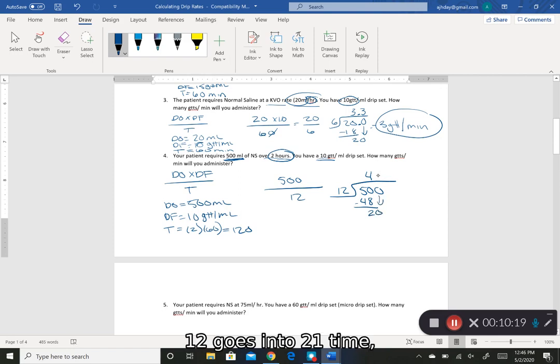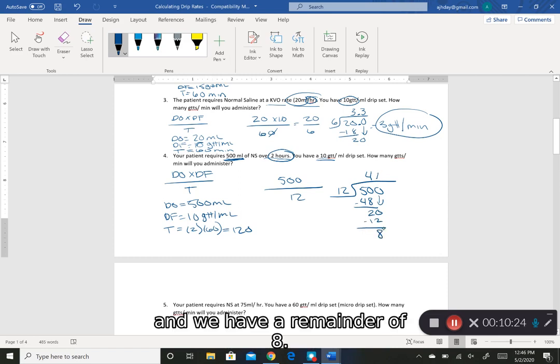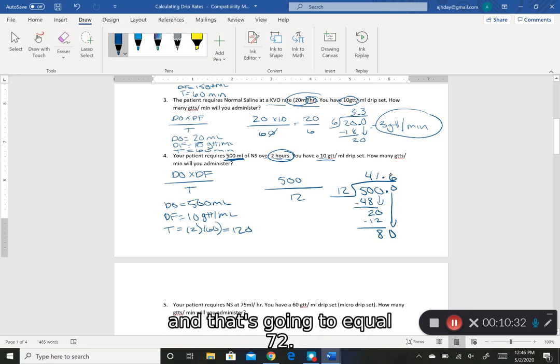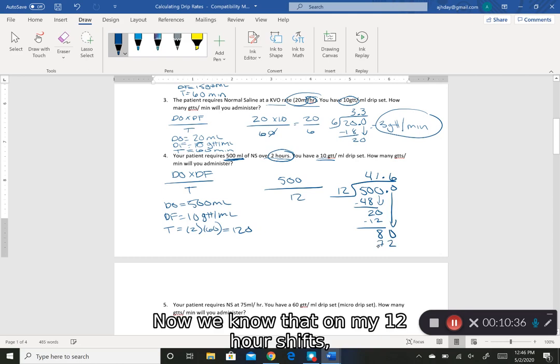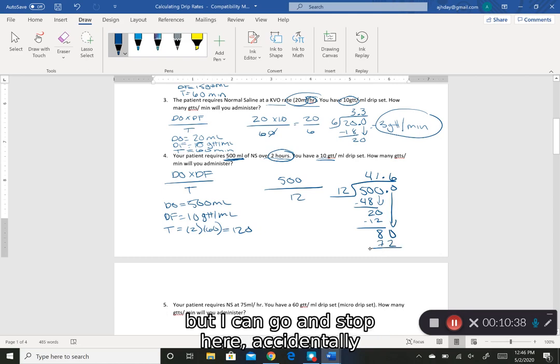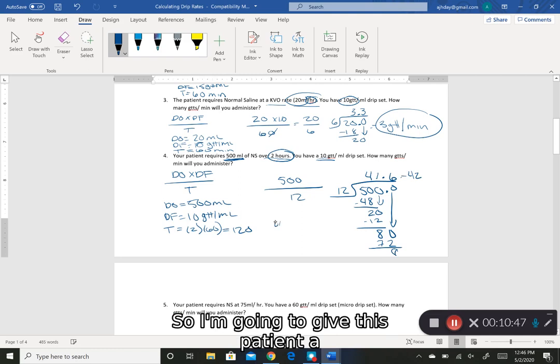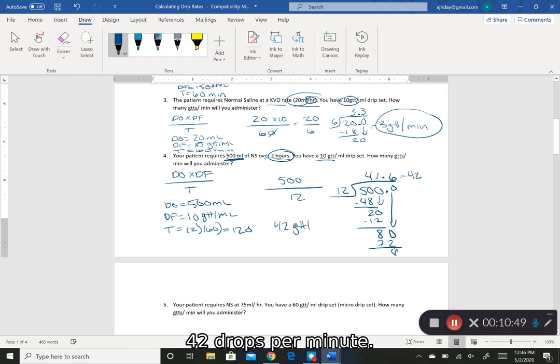12 goes into 20 one time. And we have a remainder of 8. So we do need to find my decimal here. 12 goes into 80 6 times, and that's going to equal 72. And I only know that because of all my 12-hour shifts. But I can stop here because I only need to find one decimal. So if I round this to the nearest whole number, it's going to be 42. So I'm going to give this patient 42 drops per minute.